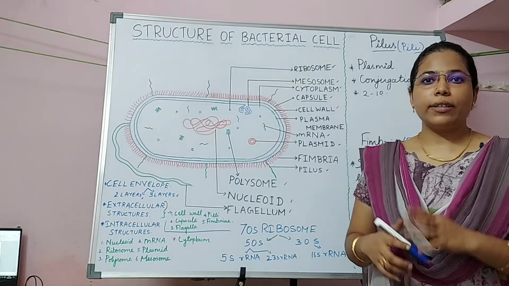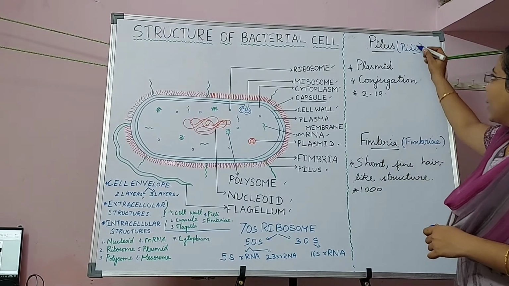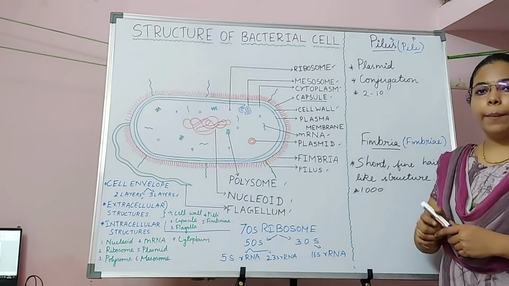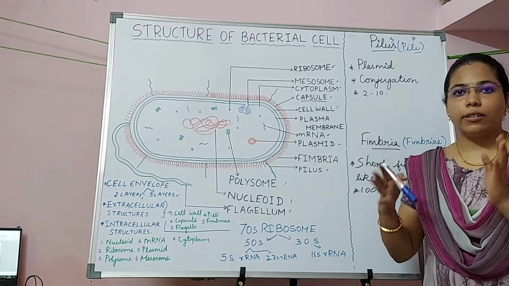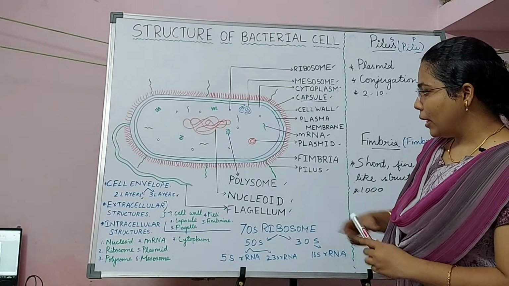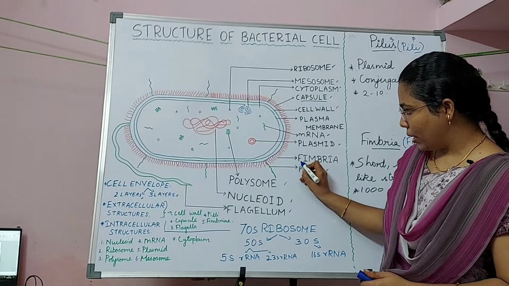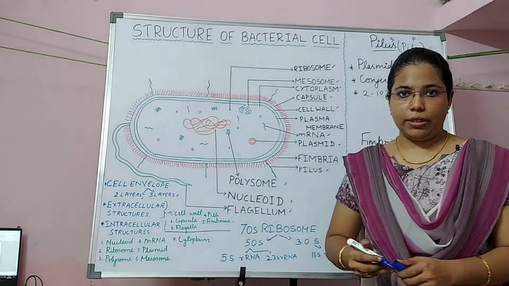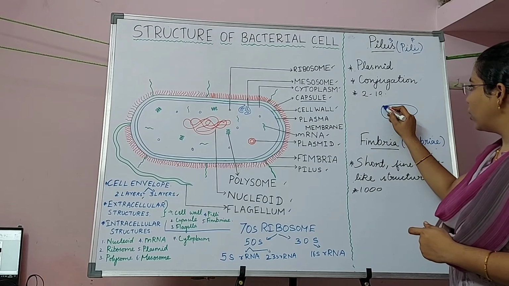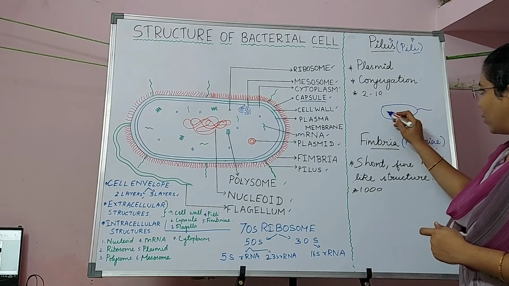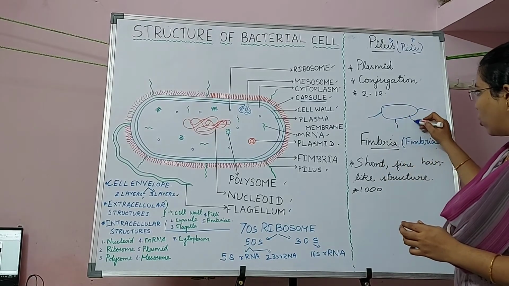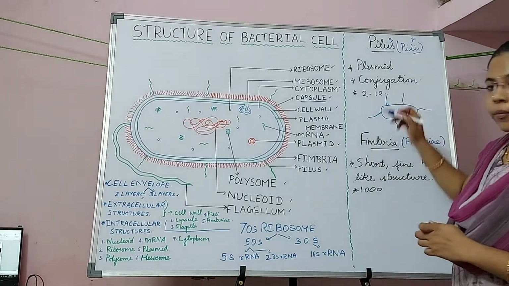And the next topic is pili. Pili is plural, pilus is singular. Pilus is a hair-like structure that is present on the surface of bacteria. Pilus will be larger than a fimbria but shorter than a flagellum. Pili will be present either on both sides or equally distributed along the length of the bacteria.